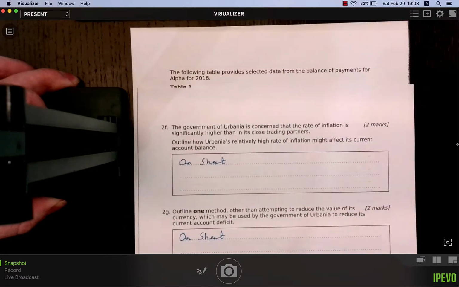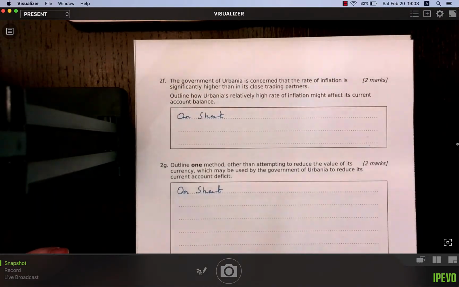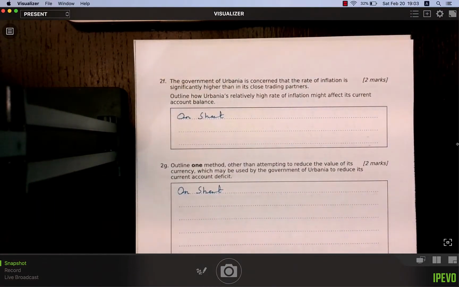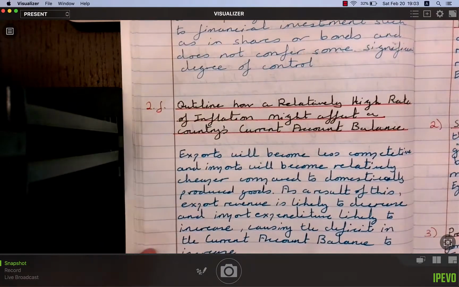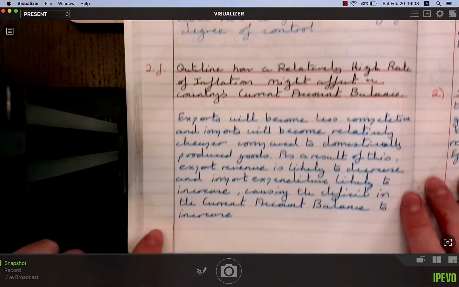Okay, so the government of Urbania is concerned that the rate of inflation is significantly higher than its close trading partners. Okay, so it says, outline how Urbania's relatively high rate of inflation might affect its current account balance. Now, let me find this here. Excellent. So I've put this on a sheet just to make it easier, okay? And I'll make sure that you guys can see that, okay?